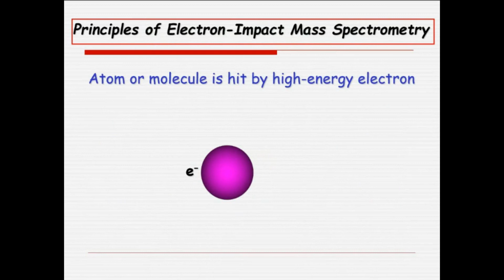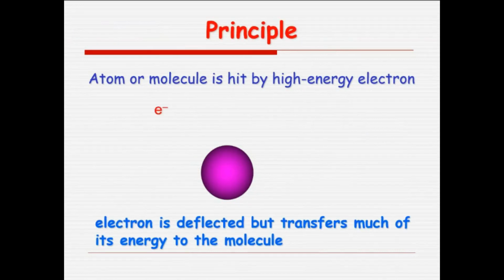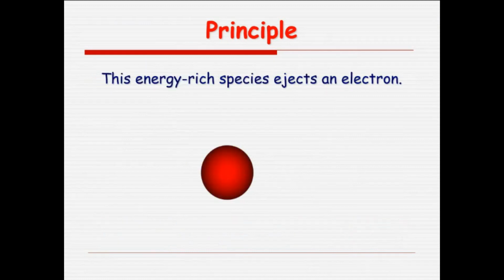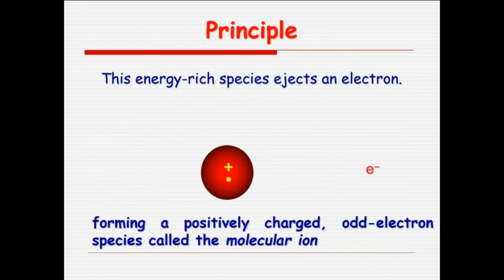So when the electron strikes the molecule, the electron passes energy to the molecule. Okay, so the electron hits the molecule and transfers much of its energy to the molecule. Now the molecule becomes an activated molecule, and since it's high energy, it can eject an electron. Okay, so what happens? This high energy molecule ejects an electron, and this is known as the molecular ion.